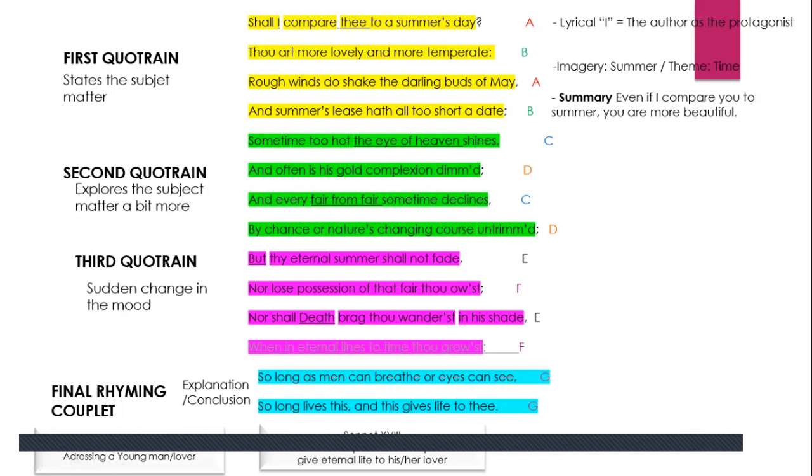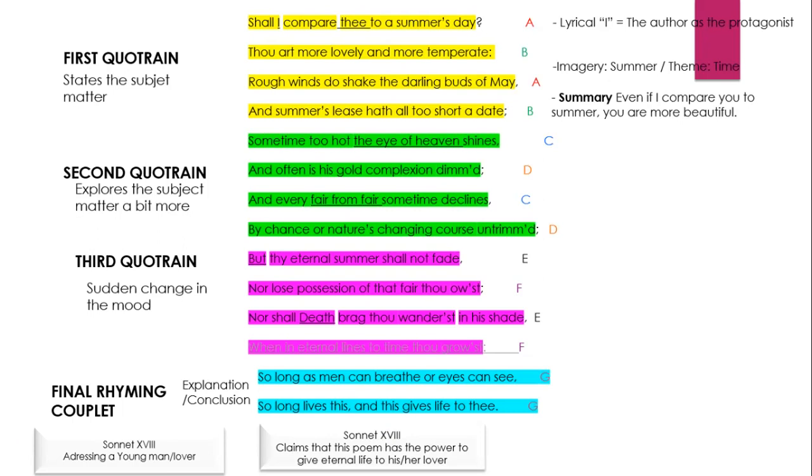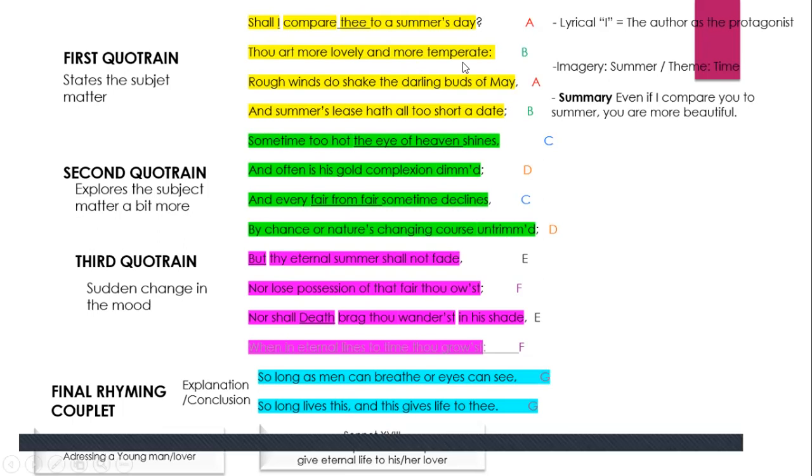Temperate means here constant, and this is a very interesting word because summer doesn't last, and this is an idea that is present all throughout this sonnet, the idea that time takes everything away, but he keeps stating this idea that you are even better than summer. You are more lovely and more temperate. You are more constant than summer, because summer eventually ends. In fact, this is what he explains after that.